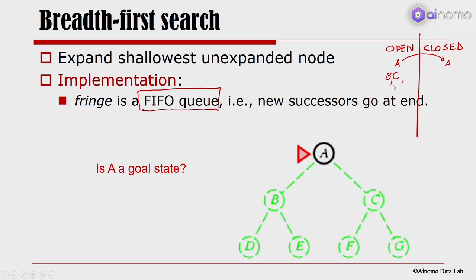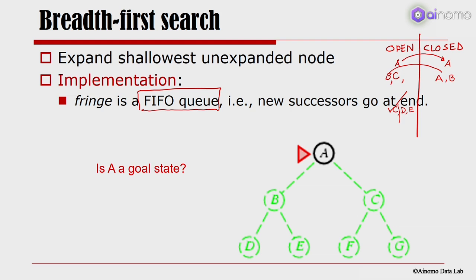Then the next time I take B for expansion, and keep it in close. When I get the successors of B, you could see they are D and E. Those successors will go to the end of the list, so D and E will come here, so that the next node that I take for expansion is C rather than D. So this is how the breadth first search works.